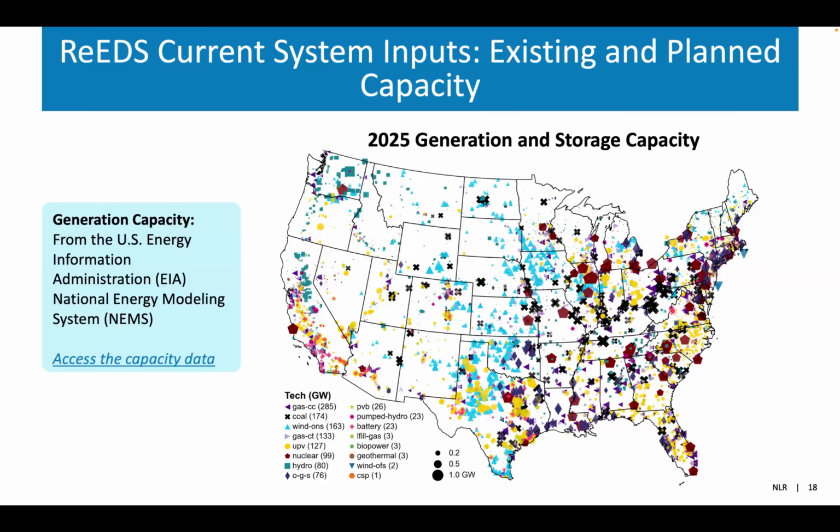Generation data is sourced from the US Energy Information Administration's National Energy Modeling System, which is also updated annually in the model. And by default, the transmission capacity is provided at the default 134 ReEDS model zone resolution and is sourced from the 2021 North American Renewable Integration Study.